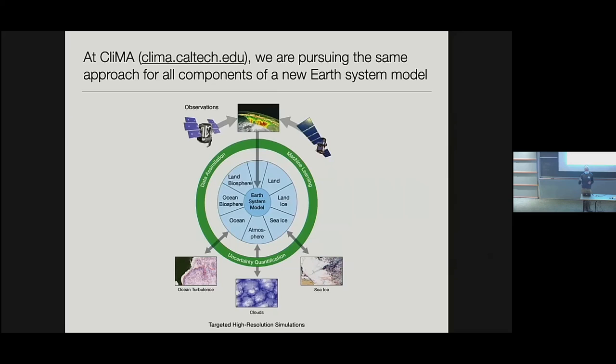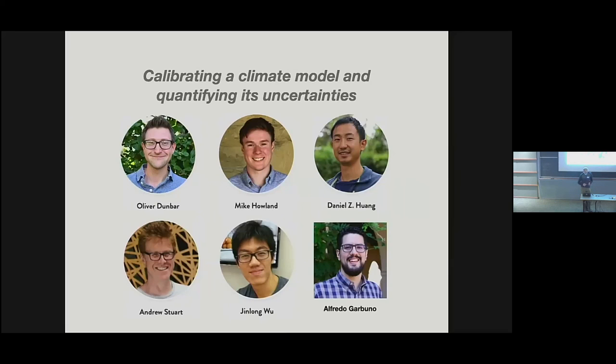So I only showed you calibration with simulated data and only for one component. The idea is to do it for all components jointly and with observational data as well. That's ultimately what matters. So just a quick rundown how you do this for model components broadly. And this is now a work with Andrew and a bunch of students, postdocs we have together, Ollie Dumber, Mike Howland is an assistant professor at MIT now, Daniel Jinlong still working with us, and Alfredo is an assistant professor in Mexico now.